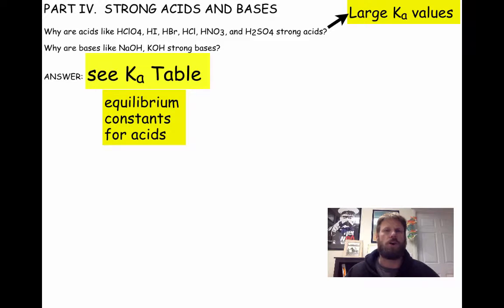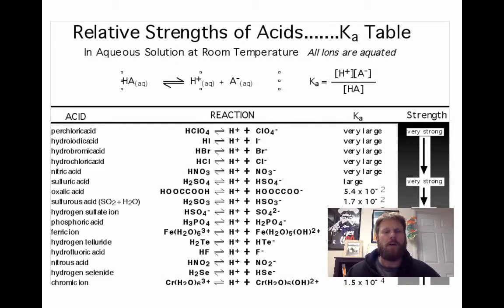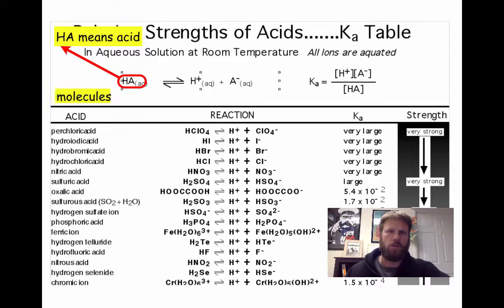Strong acids have large Ka values, and likewise, strong bases will have large Kb values. Kb stands for equilibrium constant for a base. So let's look at that table. We have a general equilibrium for an acid here at the top. We have HA representing an acid, that would be in its molecule form.